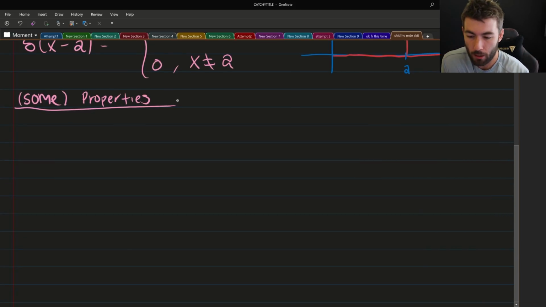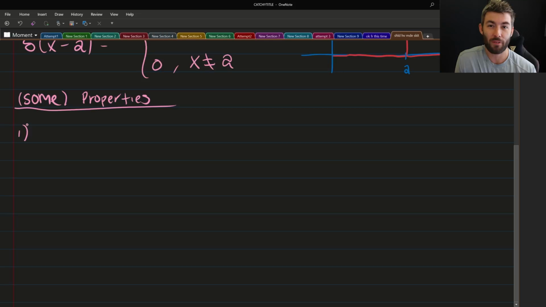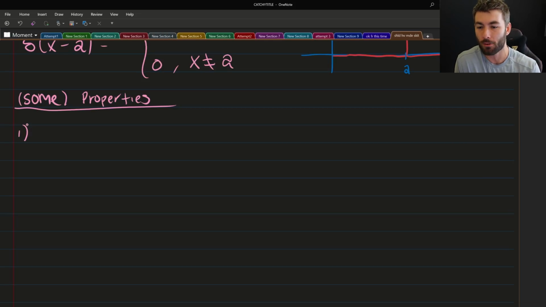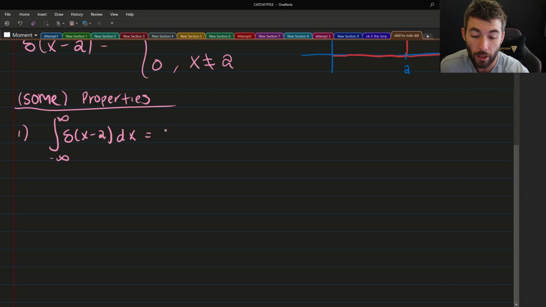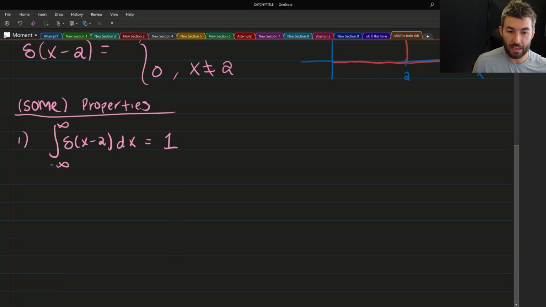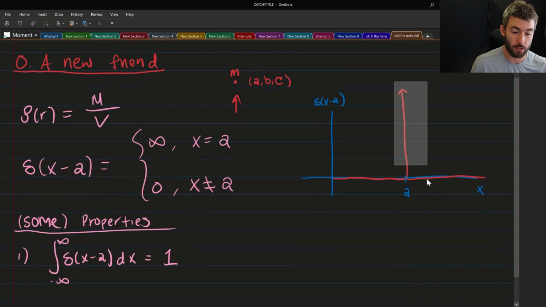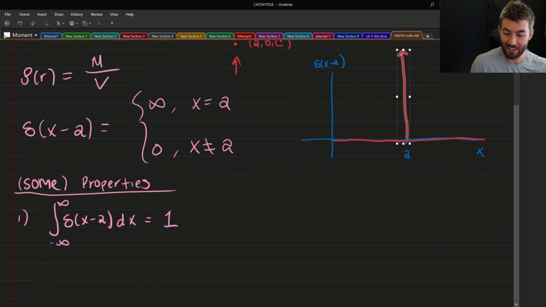So some properties, and these properties are not going to be unrelated: sometimes you'll hear delta functions referred to as integrals waiting to happen. They really only make sense under an integral. So one property is that the integral of the delta function, δ(x minus a) dx, from minus infinity to infinity, is normalized to 1. So what this is saying is that even though at a the delta function is infinitely high, it's also infinitesimally thin, such that the integral gives 1.